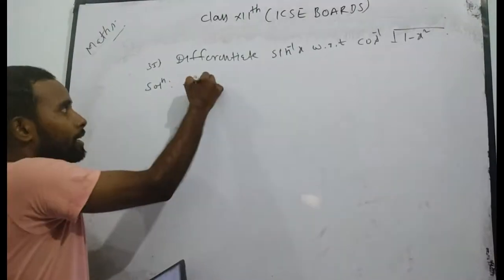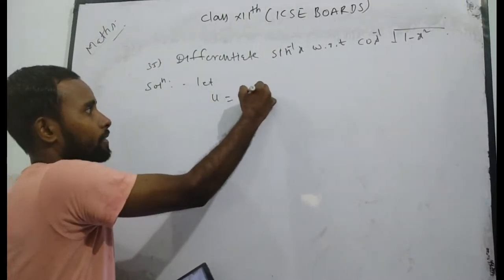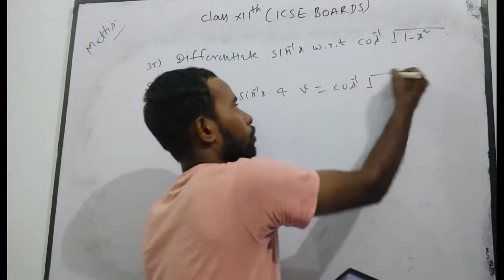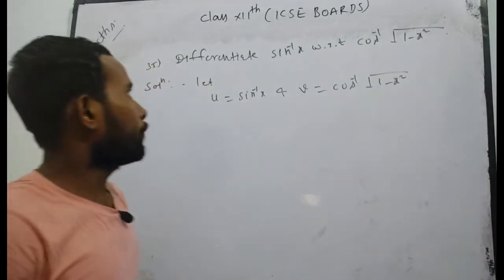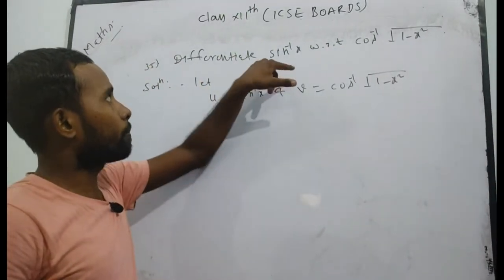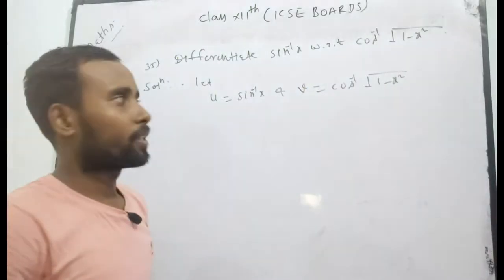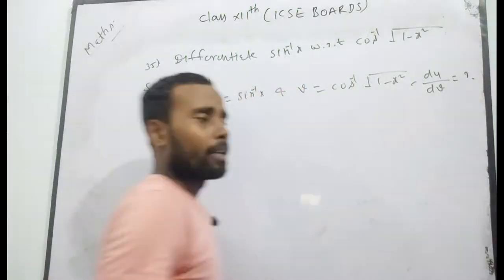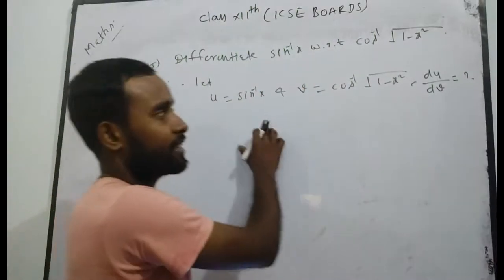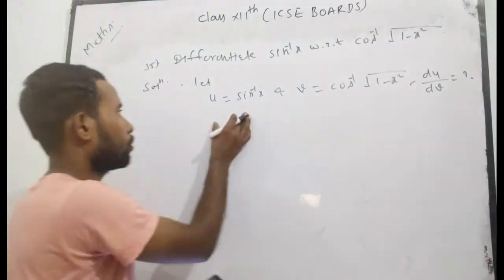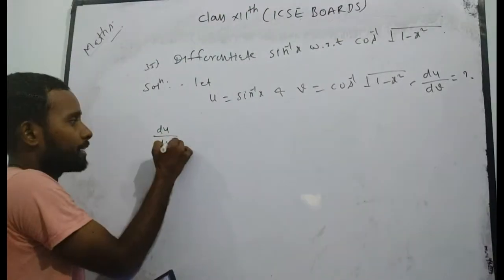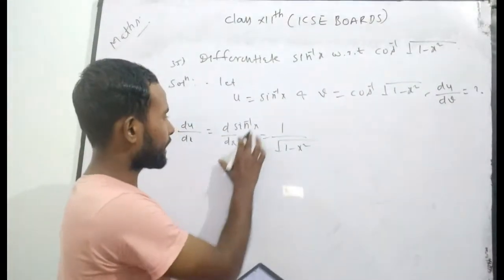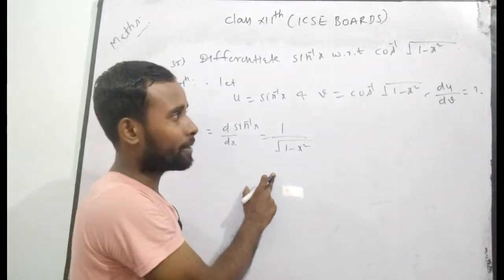Simply let u is equal to sin inverse x and v is equal to cos inverse under root 1 minus x square. If you look at this question, it tells you to differentiate u with respect to v, so here you have to find du/dv. Now firstly, as you know, u and v are parametric functions in terms of x. So firstly find du/dx, which will be the derivative of sin inverse x, that is 1 upon root under 1 minus x square.